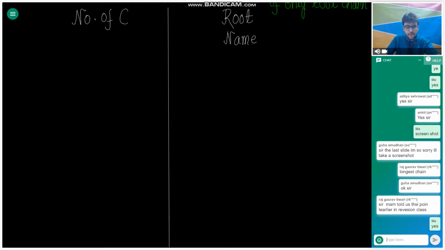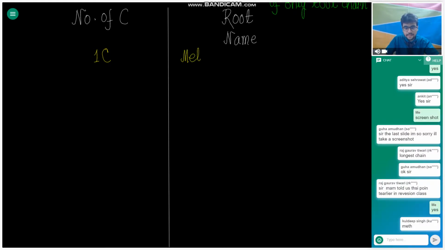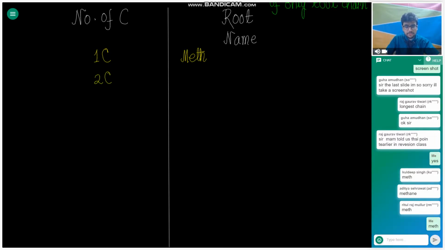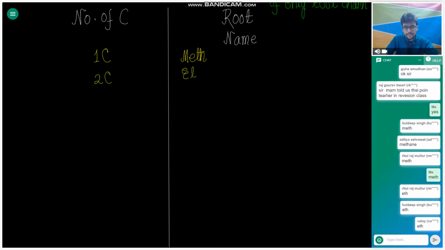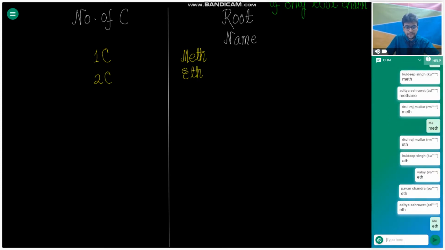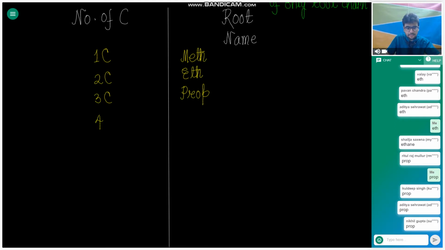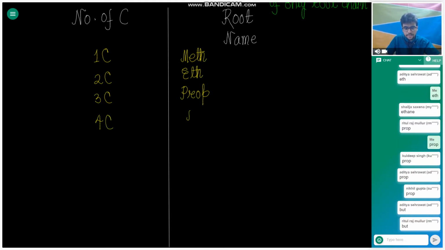So if you have one carbon atom, then tell me what is the root name, everybody? It is meth. Very good, Kuldeep. Very good, Ritul. If there are two carbon atoms, then what is the root name? The root name is eth. If there are three carbon atoms, what is the root name? The root name is going to be prop. If there are four carbon atoms, what is going to be the root name? The root name is going to be but.